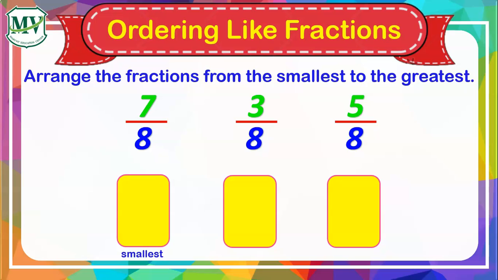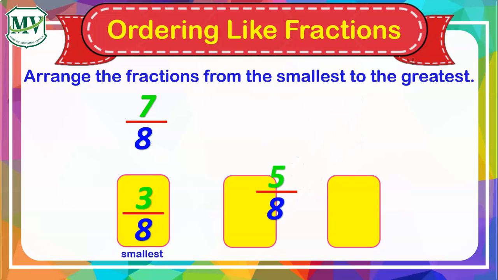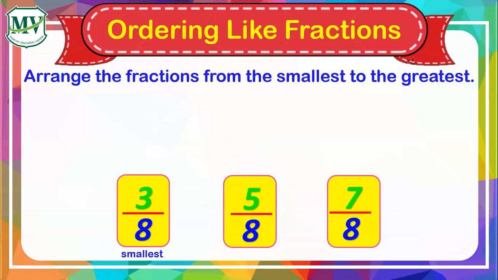Now, let's arrange these fractions from the smallest to the greatest. Since 3/8 has the smallest numerator, we are going to place it here. Next will be 5/8. And the last one, which is the greatest fraction, is 7/8.